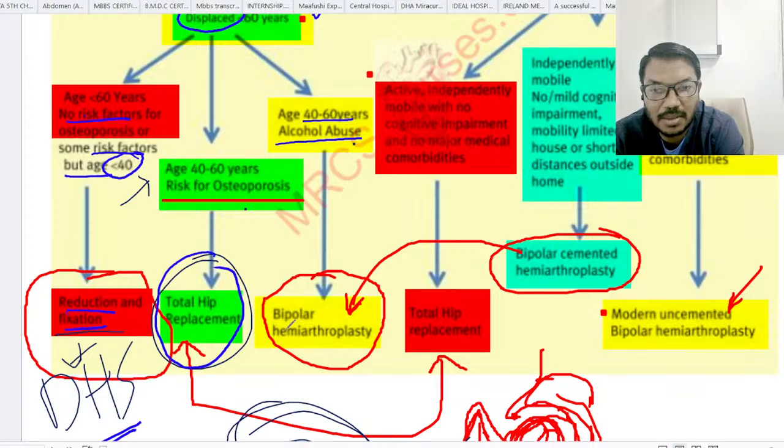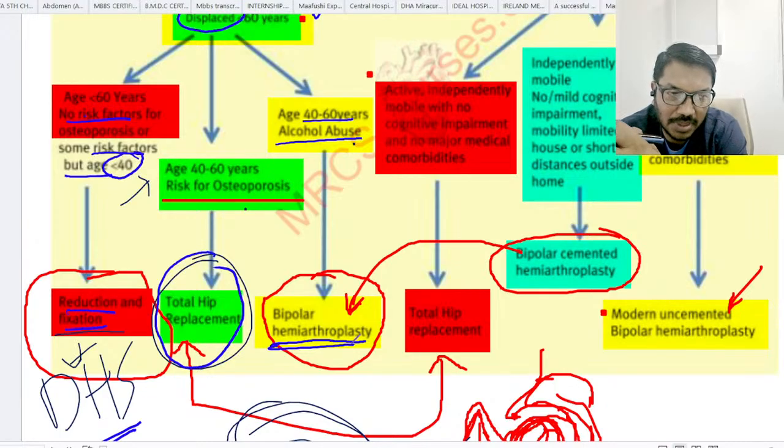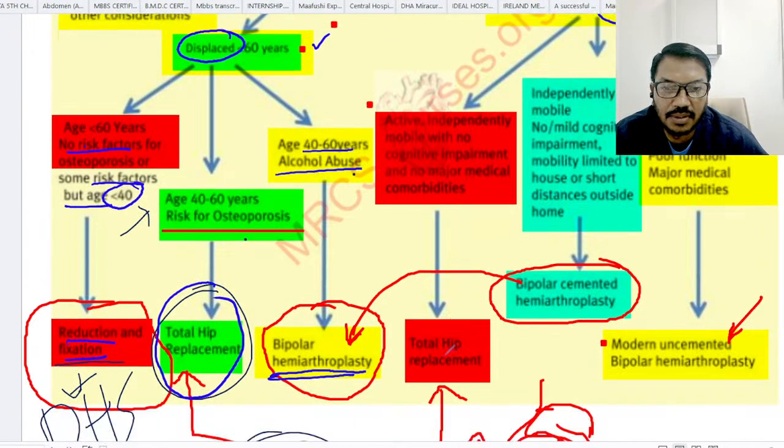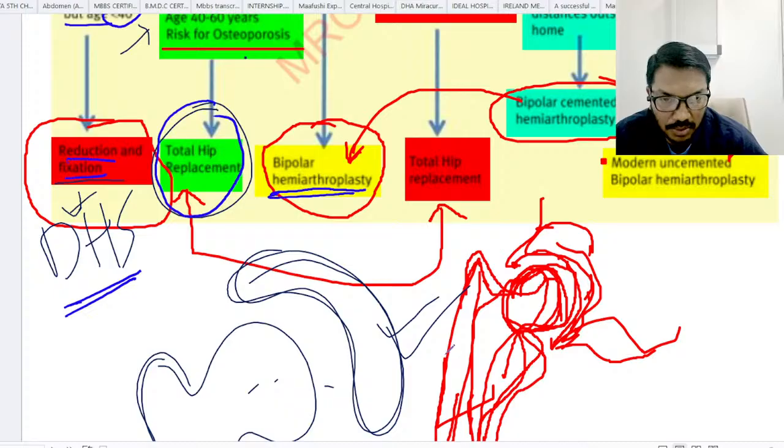Again, age 60 and alcohol use, then we have to do bipolar hemiarthroplasty. These all are the types of hip fixation. Here they don't replace the hip. A fixed procedure, bipolar hemiarthroplasty. You will go through it.